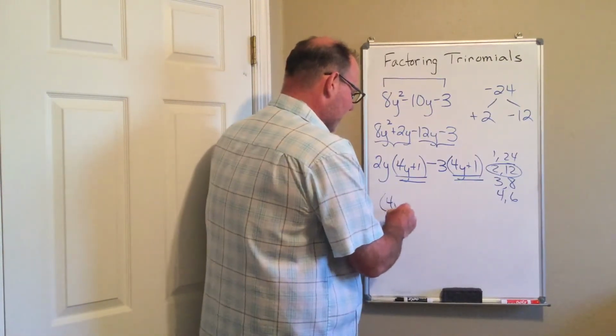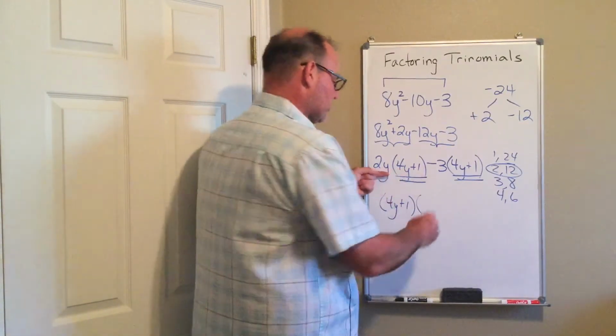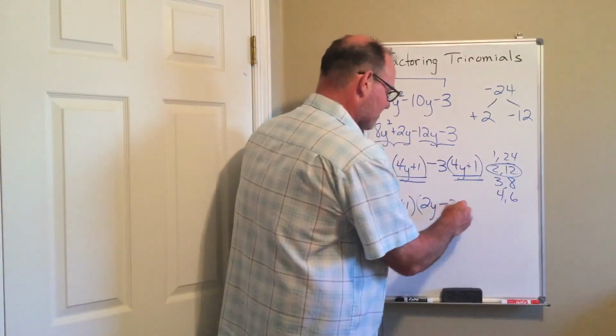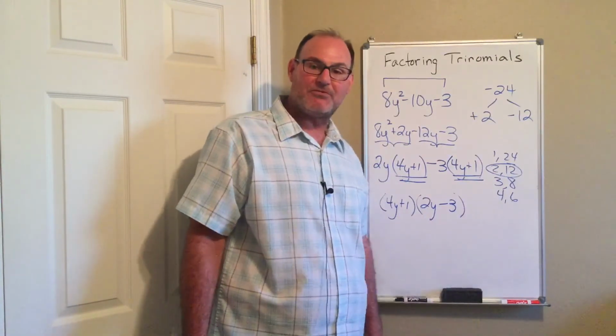So I am now going to factor it out. When I factor the 4y plus 1 out of the first term, I have 2y. When I factor the 4y plus 1 out of the second term, I have -3. You can always check by multiplying. There is my fully factored expression.